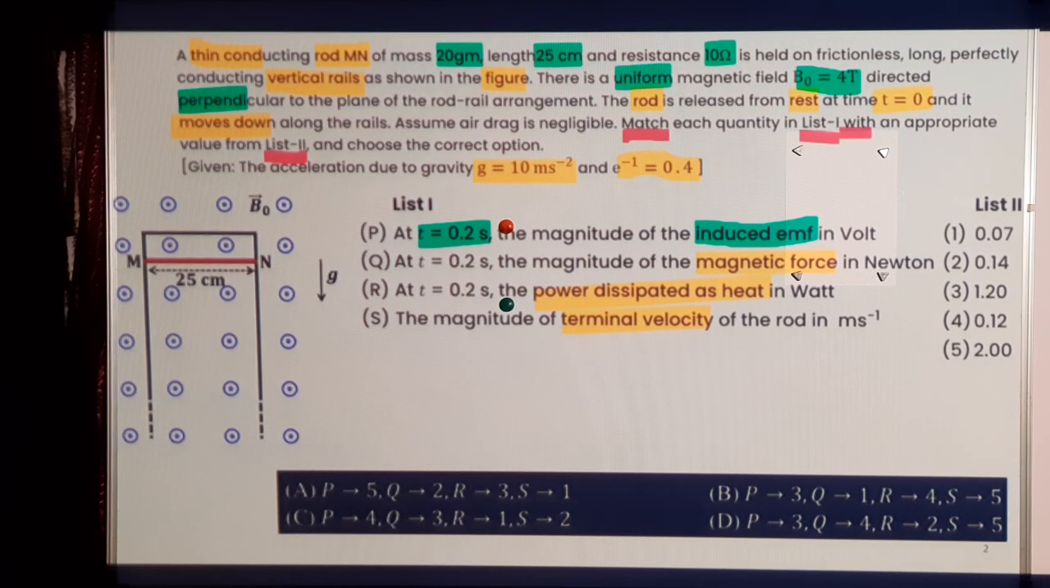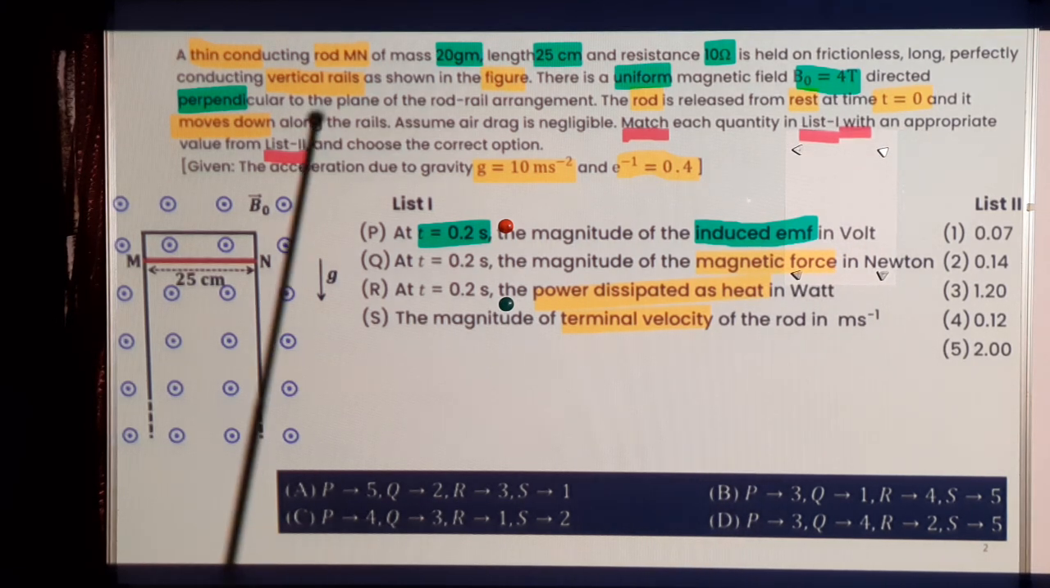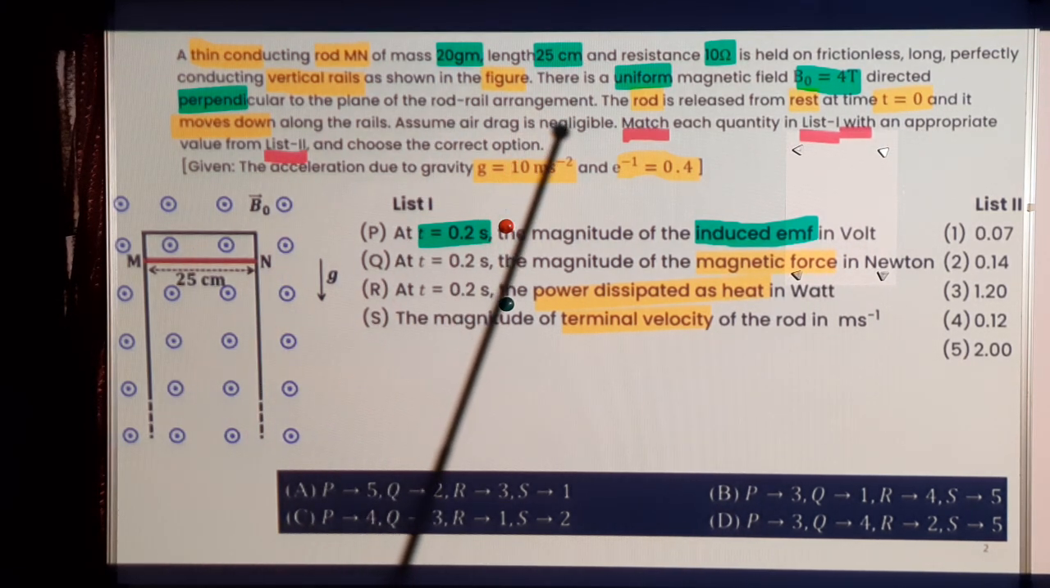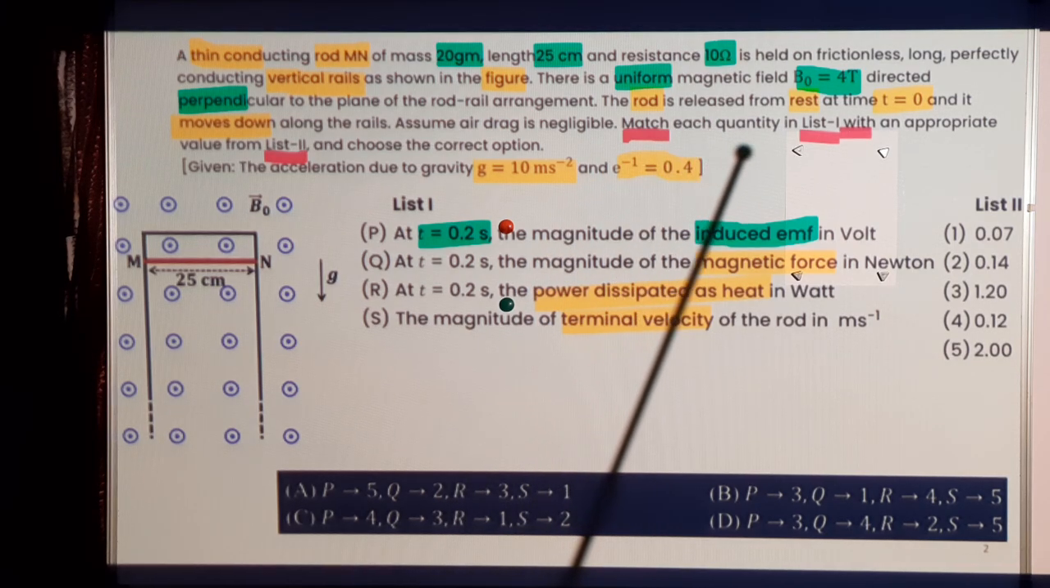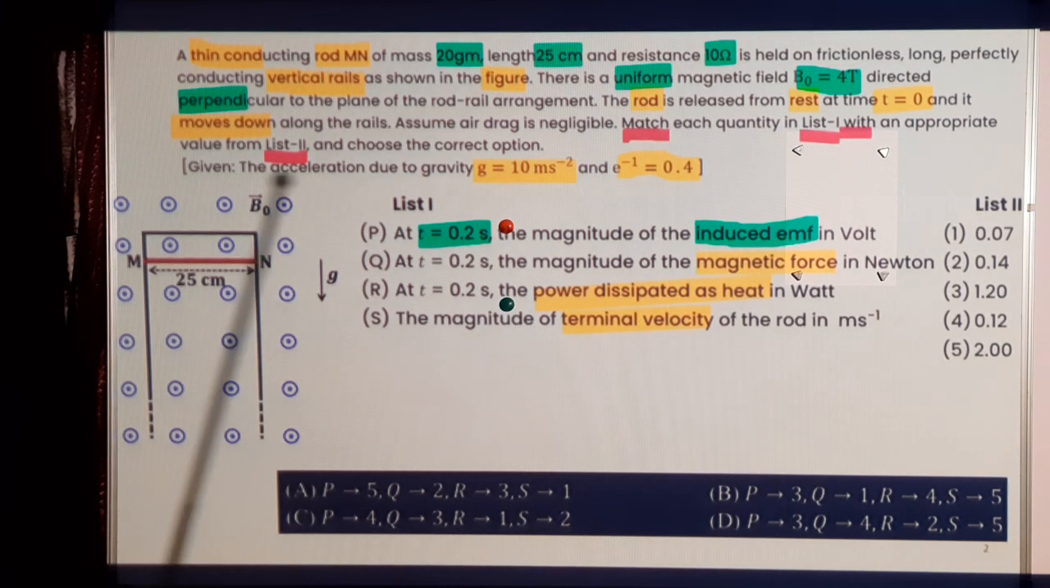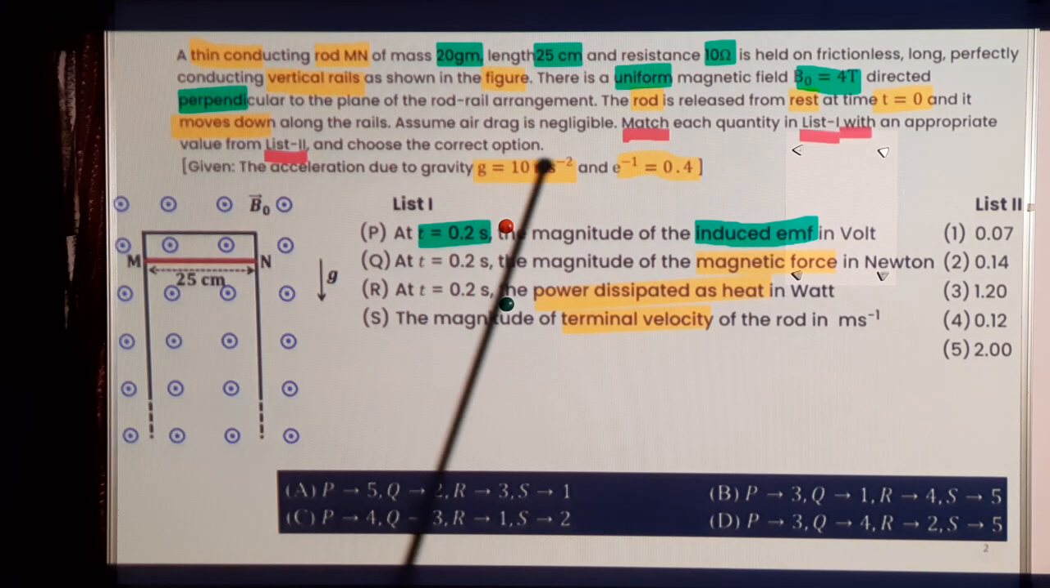This is the question, you can read it. A thin conducting rod MN of mass 20 gram, length 25 centimeter, and resistance 10 ohms is held on frictionless, long, perfectly conducting vertical rails as shown in the figure. There is a uniform magnetic field B0, 4 Tesla, directed perpendicular to the plane of the rod-rail arrangement. The rod is released from rest at t equal to 0 and it moves down along the rails. Assume air drag is negligible. Match each quantity in List 1 with an appropriate value from List 2 and choose the correct option.